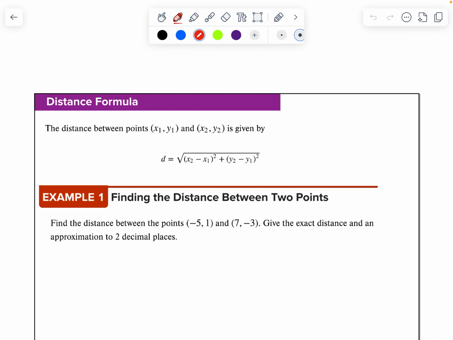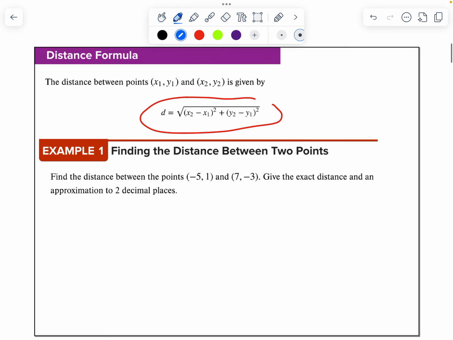This is a formula you should make note of, write it down in your notes, memorize it if possible. That is the distance formula, and it's specifically the distance between 2 points, between any 2 points. You can take any 2 points, sub in the x values and y values for those points, and find the distance between those 2 points. Here's the example that we're given.